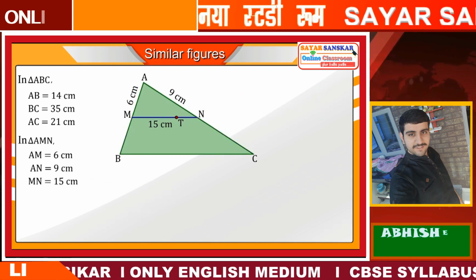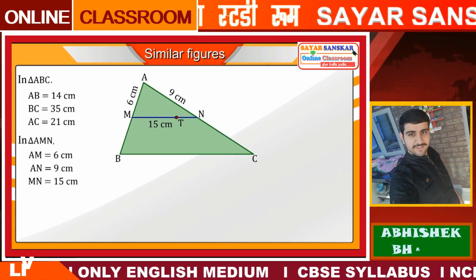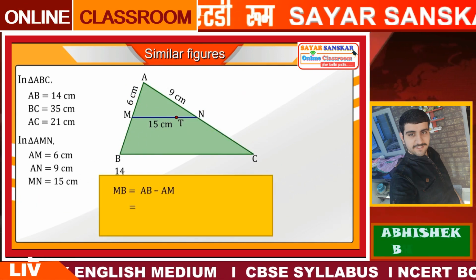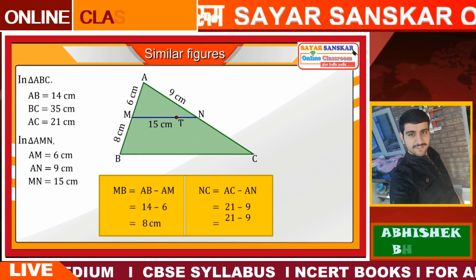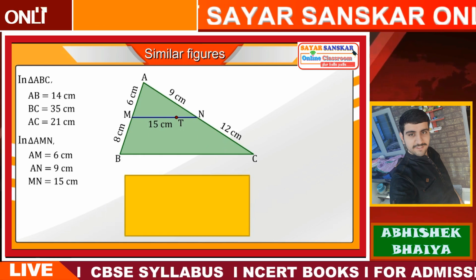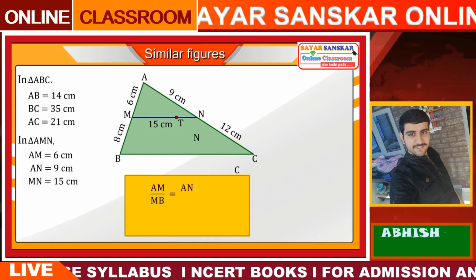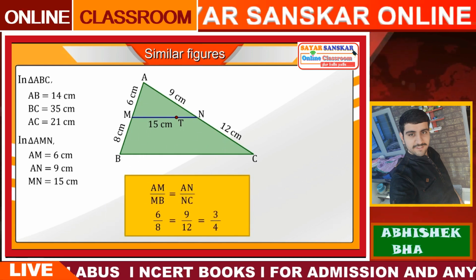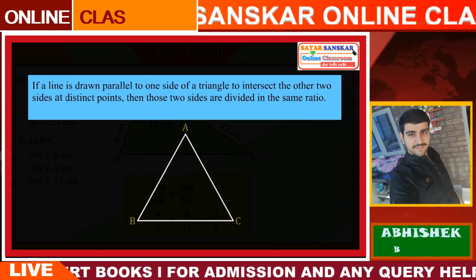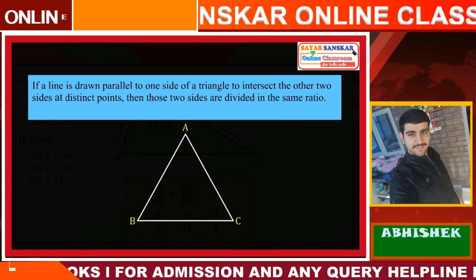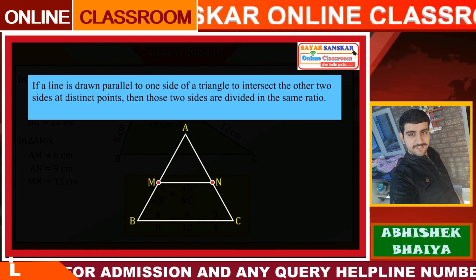This can be done with the help of a scale or in this manner. If you pay attention, you will find that MB and NC are proportional. Based on this activity, we can see that if a line is drawn parallel to one side of a triangle to intersect the other two sides at distinct points, these two sides are divided in the same ratio, and this is known as the basic proportionality theorem.